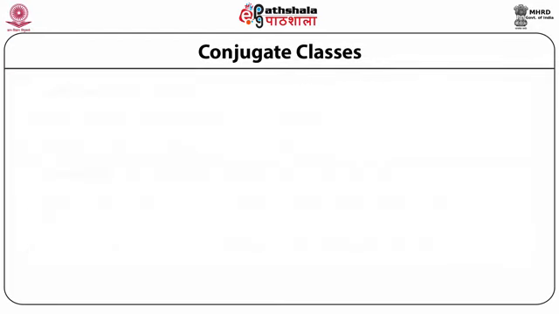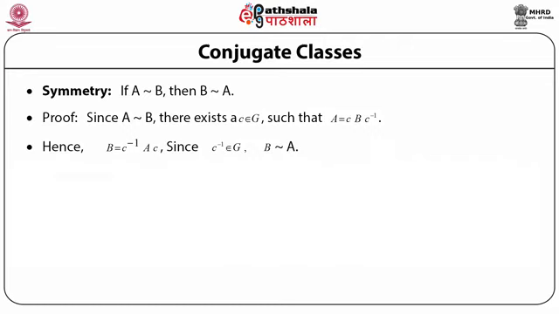The second property is the property of symmetry. We say that if A is conjugate to B, then B is conjugate to A. Since A is conjugate to B, there exists an element C such that A is equal to C B C inverse. Therefore, from here B can be seen to be equal to C inverse A C by multiplying the left hand side by C inverse and right hand side by C. Since C inverse belongs to G, therefore B is conjugate to A. So if A is conjugate to B, then B is conjugate to A.